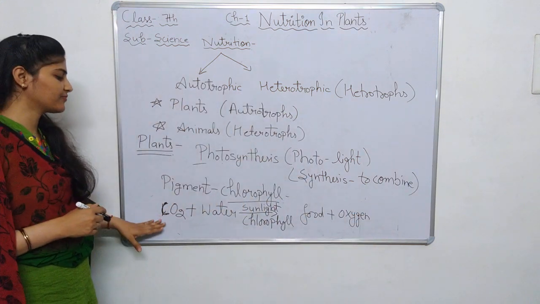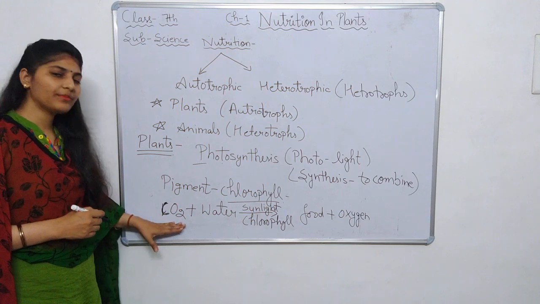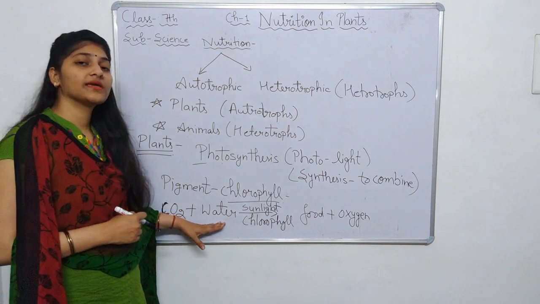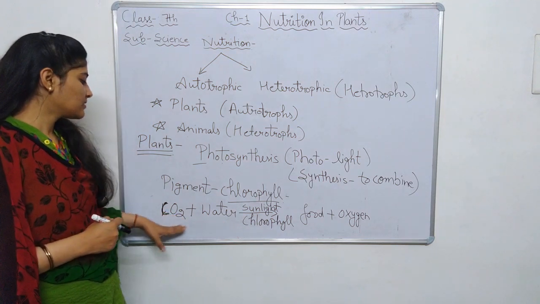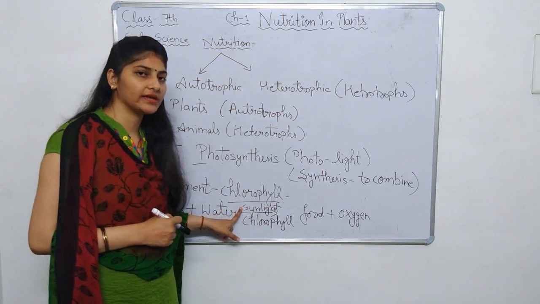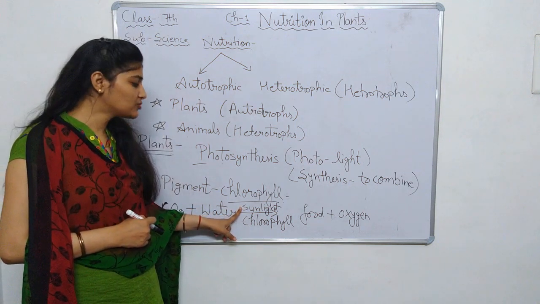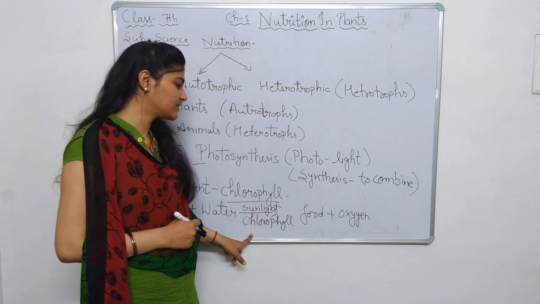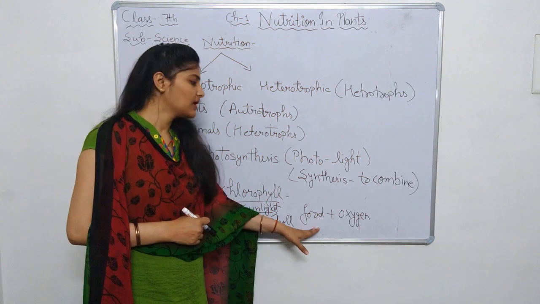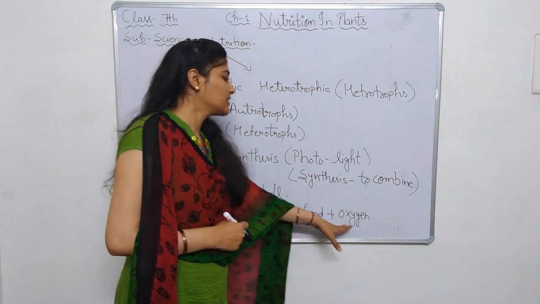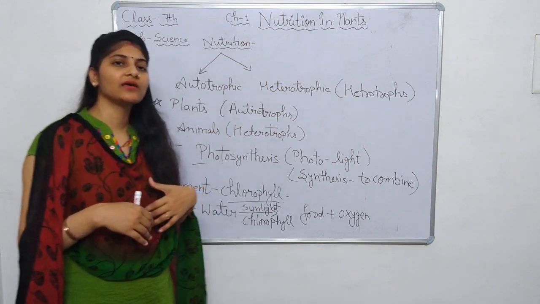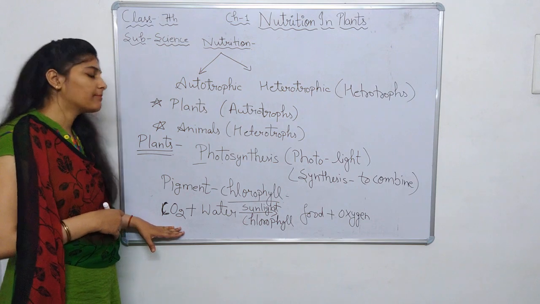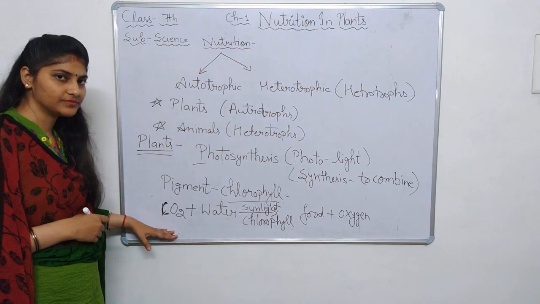So here is the equation for photosynthesis. Carbon dioxide, which the plants take from air, and water, they get from the soil. Combining these in presence of sunlight, because sunlight gives the energy, and to absorb that sunlight, chlorophyll is required. So with the help of these, they prepare their food, and along with the food, they release oxygen which we intake during our breathing process. So this is the process of photosynthesis by which plants make their own food.